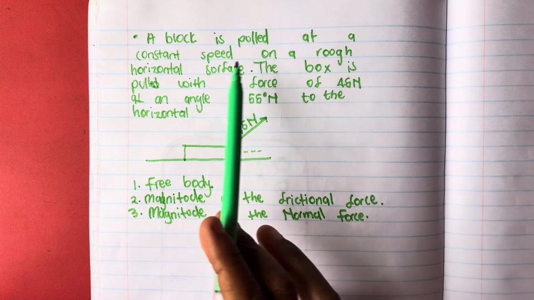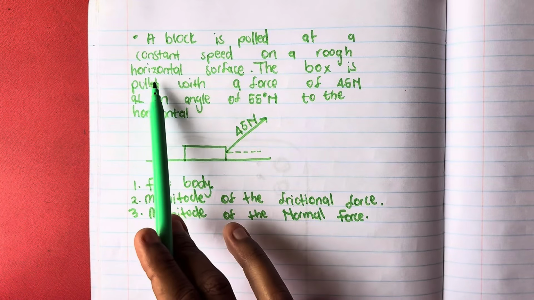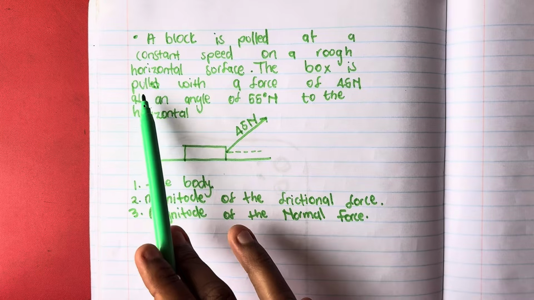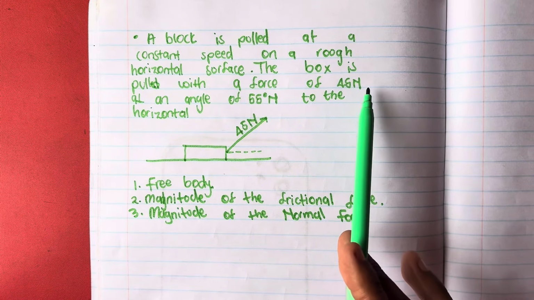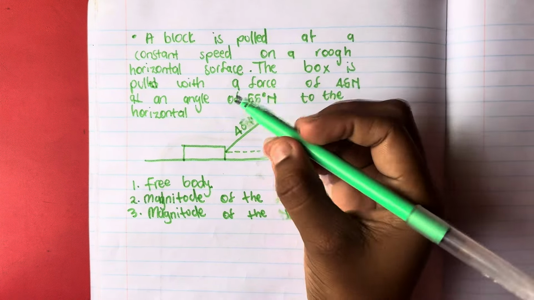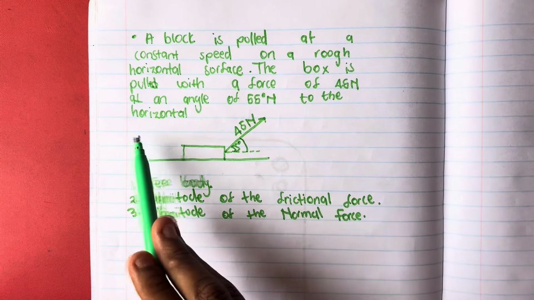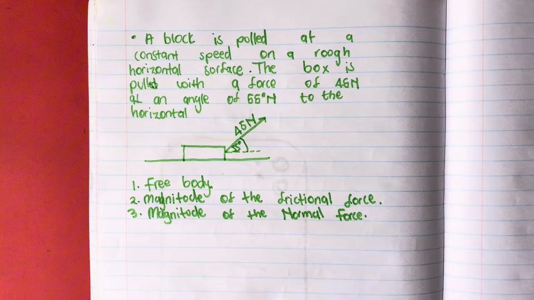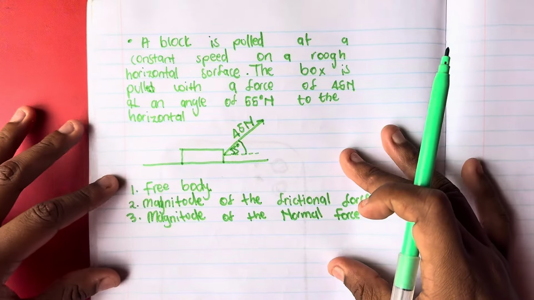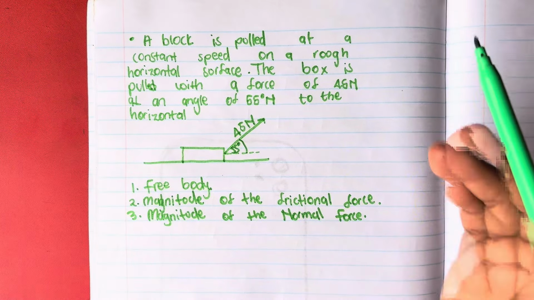A block is pulled at a constant speed on a rough horizontal surface. The block is pulled with a force of 45 Newton at an angle of 55 degrees, which means over here we have an angle of 55 degrees to the horizontal. Okay, fine. Now let's try and understand what the question says before we start answering the questions, right?